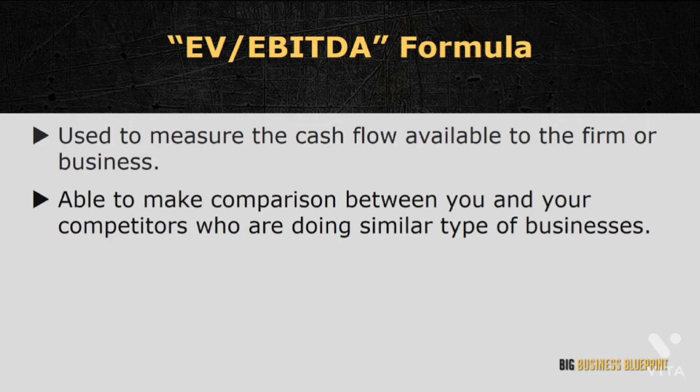EV to earnings before interest and taxes, also referred to as EV over EBIT, is used for less capital-intensive companies with a smaller depreciation and amortization expense. All multiples act as a single number that analysts can multiply by some financial metric to determine the relative value or worth. With the EV over EBITDA formula, you'll be able to make comparison between you and your competitors who are doing similar types of business.